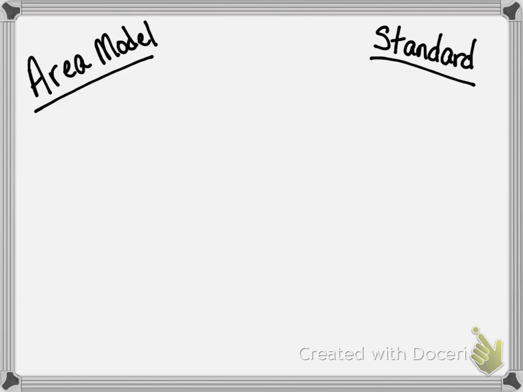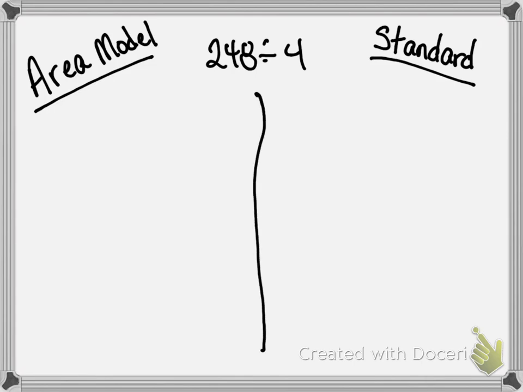Okay, so for example, the first question that there is 248 divided by 4. And again, there's going to be 2 slides, one right after each other. One is asking for the area model way, and the other one is asking for the standard way. You just choose one, whichever is easiest for you to answer.